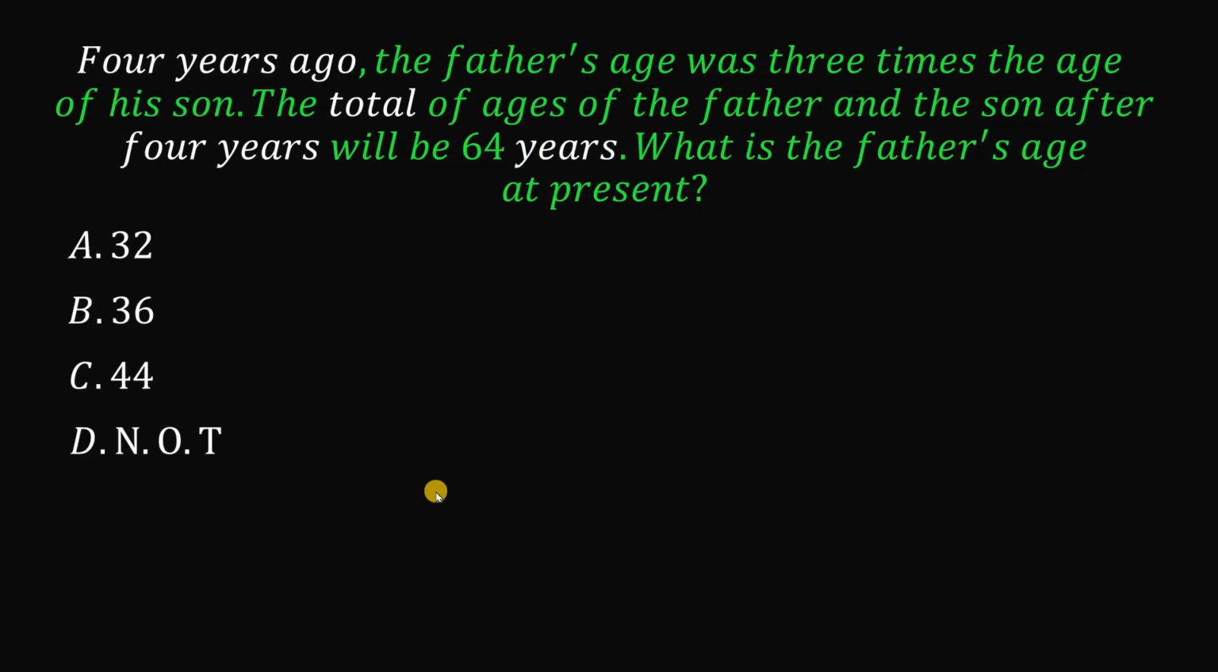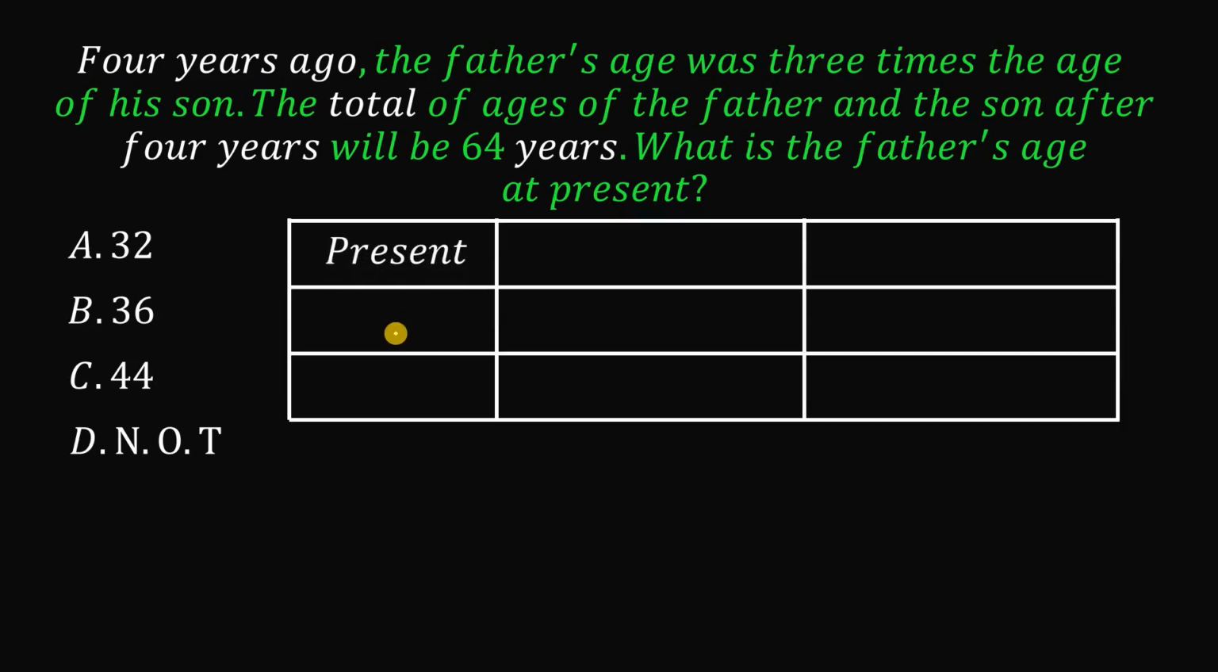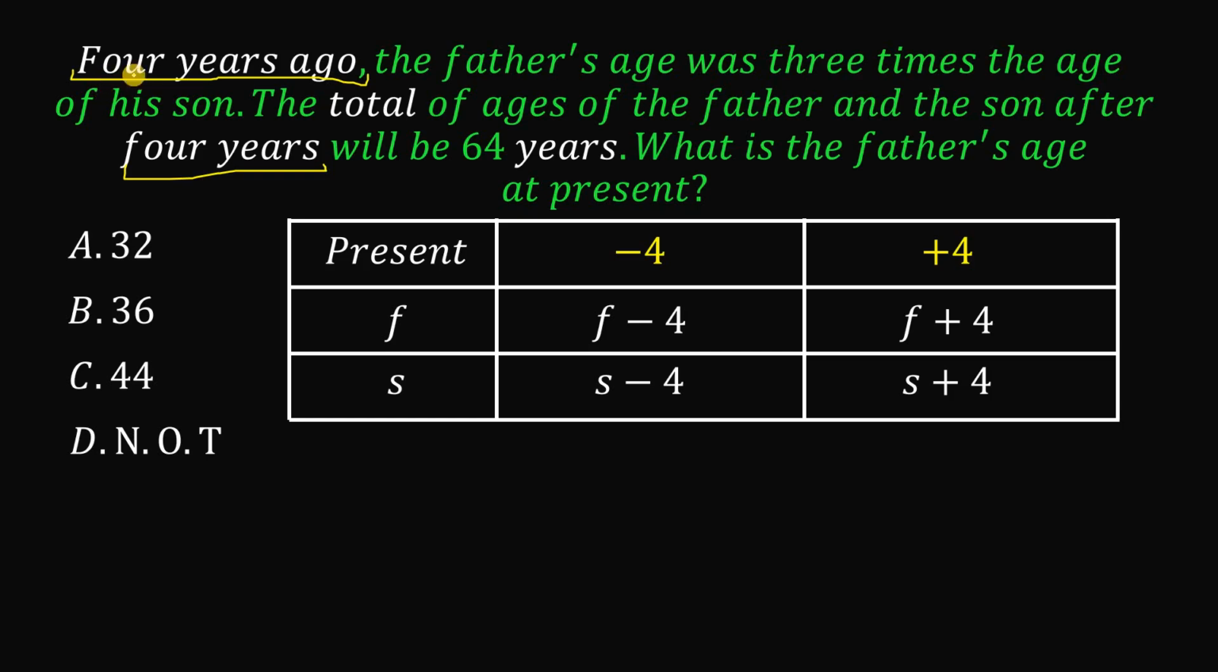So again, we will use a table format. So we need the present age for the father and the son. Now, in the given, we want 4 years ago. So again, we need to subtract 4 from the ages of the father and the son. And we have here after 4 years, so we need to add 4 to the age of the father and the son. Now, let's read again.